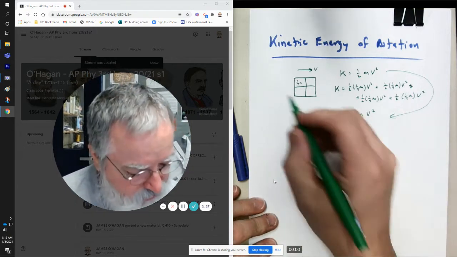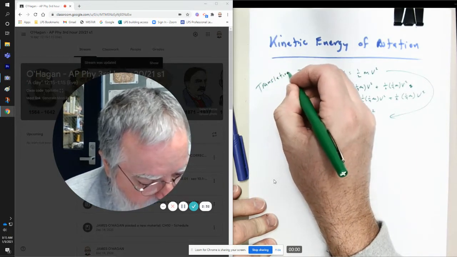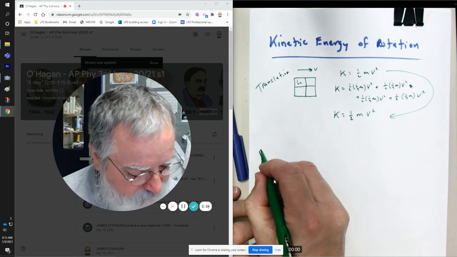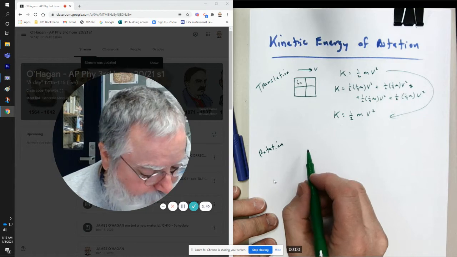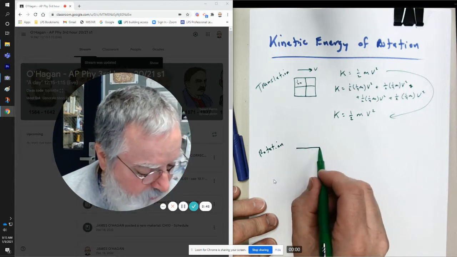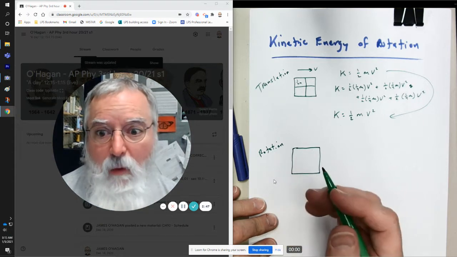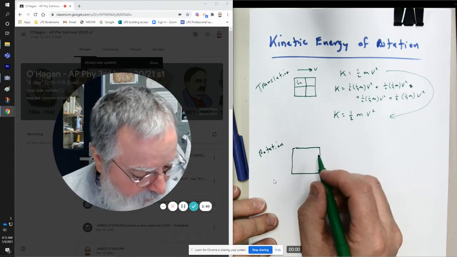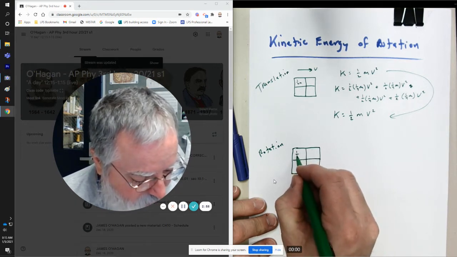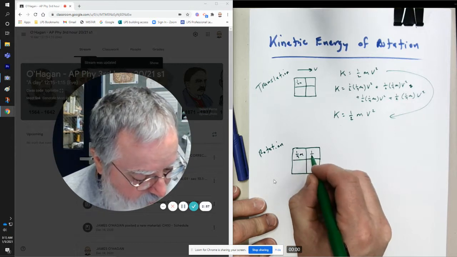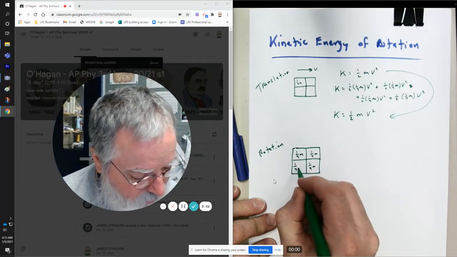So this is for the translation. Now let's talk about rotation, and we're going to get a little bit of a problem here. Here's our problem. So let's say here's our object, and again, it has a mass of m. Each one of these is 1/4 m, 1/4 m, 1/4 m, 1/4 m.